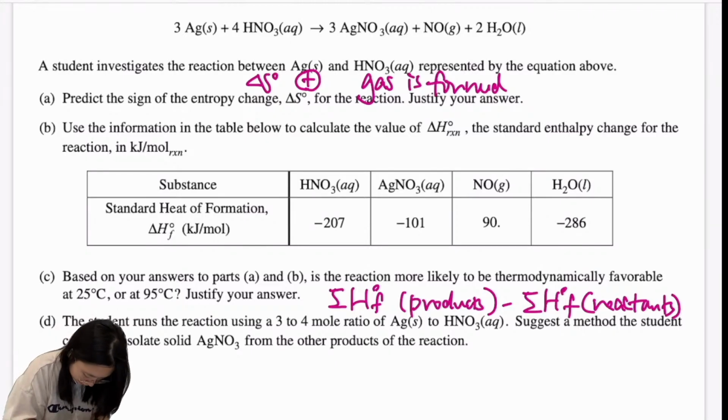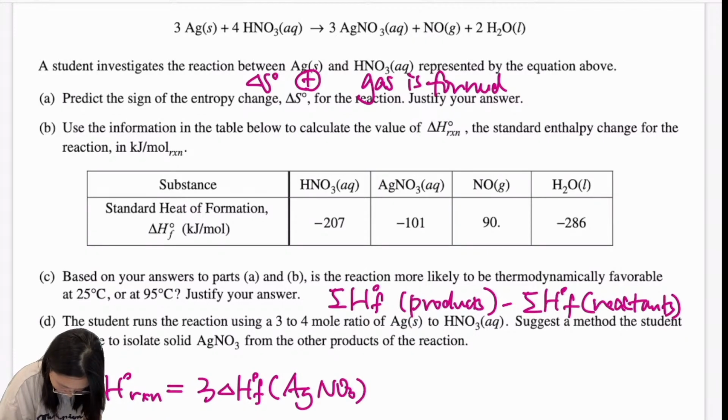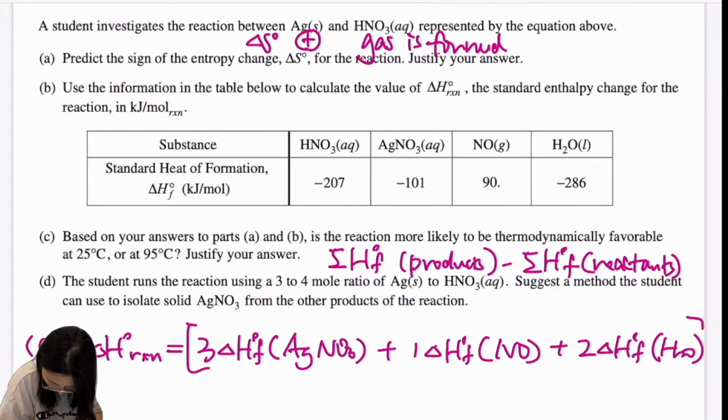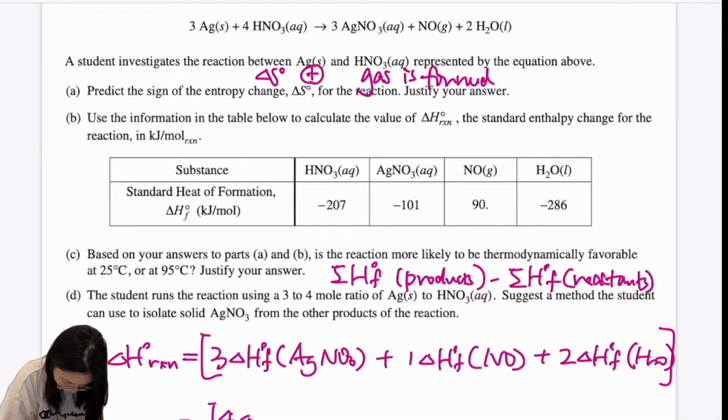Okay, then I will just try to list the formula. Delta H for the reaction is 3 times delta H formation of silver nitrate, plus 1 times the delta H formation of nitrogen monoxide, plus 2 times delta H formation of H2O liquid, minus 4 times delta H formation of nitric acid.